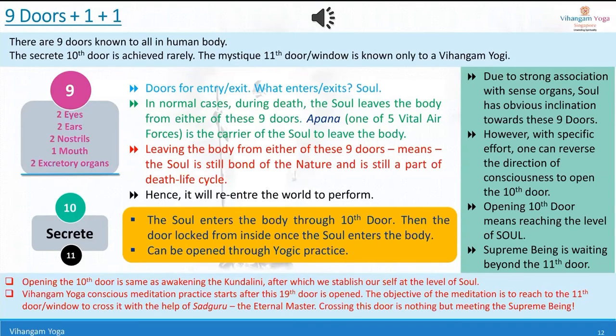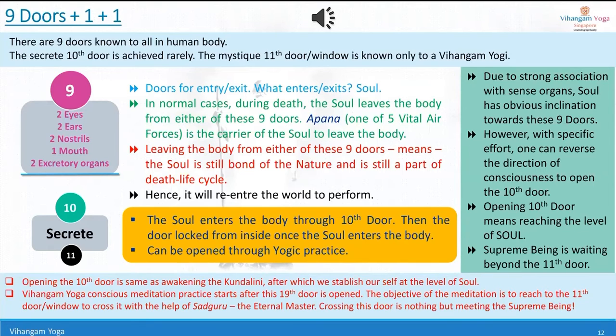When the soul enters the body in the womb, there has to be some door through which it has to enter that body. That door is none of these 9 doors, rather it is the 10th door, which is situated at the center of our skull. So the soul enters the body through the center of our skull. At that time it is not in the pure form of the skull, but there is a point through which it enters the body, and that is called the 10th door. And as soon as the soul enters, the door is closed from inside. It cannot be opened from outside.